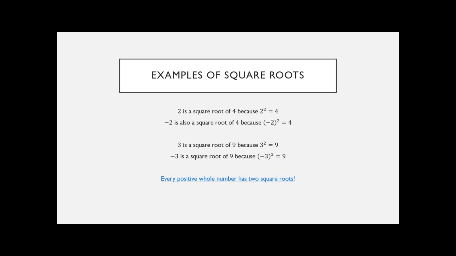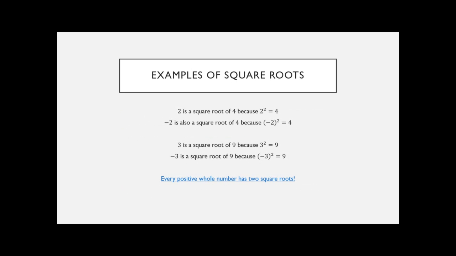So I've got some examples there according to the definition. 2 is a square root of 4 because if you square 2, you get the answer 4. This means that negative 2 is also a square root of 4 because when you square negative 2, you also get 4. And then 3 is a square root of 9 because 3 squared equals 9. And negative 3 is also a square root of 9 because when you square negative 3, you get positive 9.